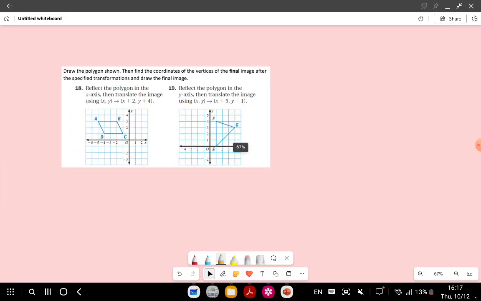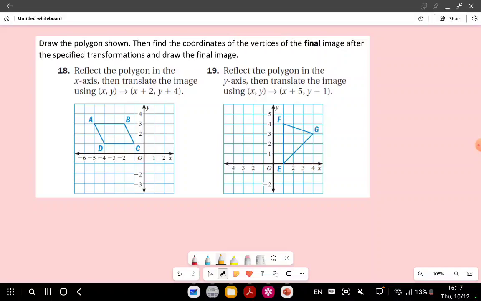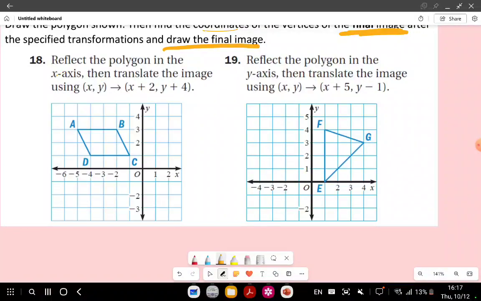Okay, last 2 questions in the homework. Draw a polygon that is shown and then find the coordinates of the vertices of the final image after the transformations. Okay, draw the final image. So they want coordinates and a drawing. They're saying ABCD is reflected on the x-axis and then translated. So it's 2 steps, reflect and translate. Let's reflect in red and we'll translate in orange.